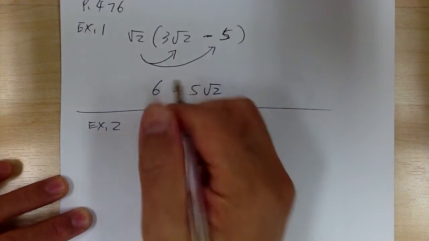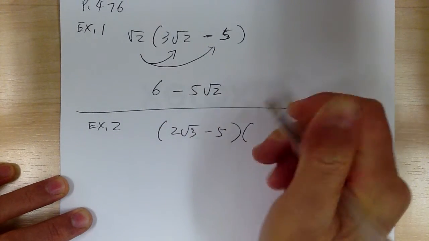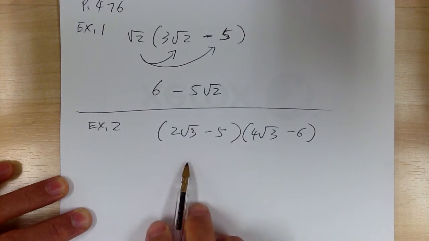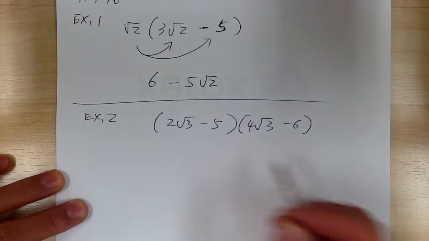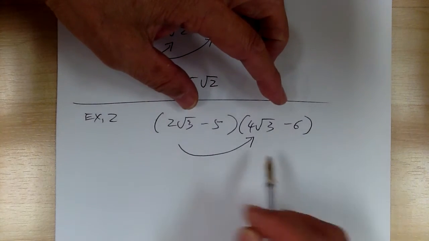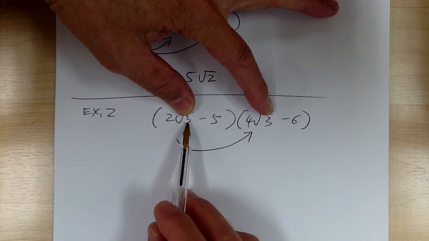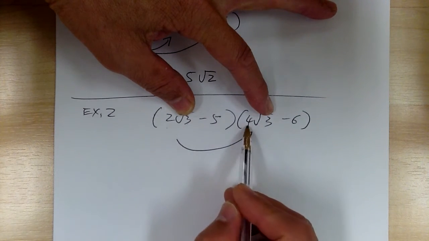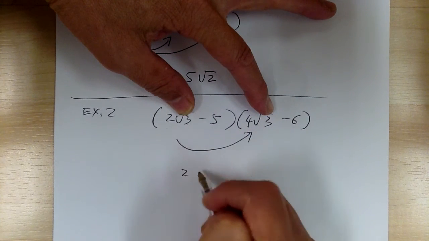Example 2. You have 2 square root of 3 minus 5 times 4 square root of 3 minus 6. So you have 2 terms times 2 terms, so you have to use the FOIL method. First, you distribute. You want to multiply the square roots first. So radical 3 times radical 3 will give you integer 3, times 2, times 4. So 3 times 2 is 6, times 4 will give you 24.